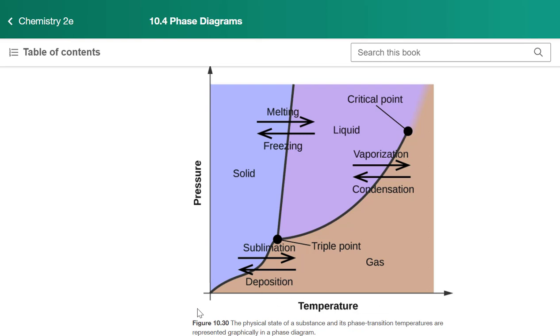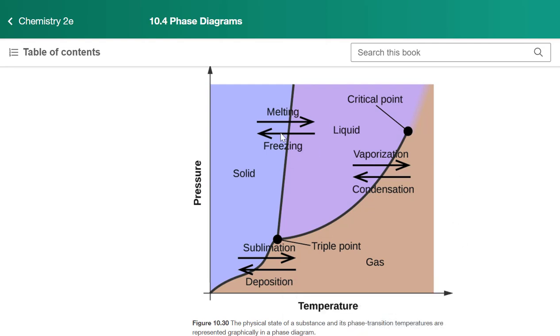When we have higher pressure, you'll notice that for the gas phase, as we increase the pressure, we'll go towards either a liquid or a solid. Likewise, as we increase temperature, we'll go from solid to gas, solid to liquid, or liquid to gas. You can see on this phase diagram where we have indicated those phase transitions.